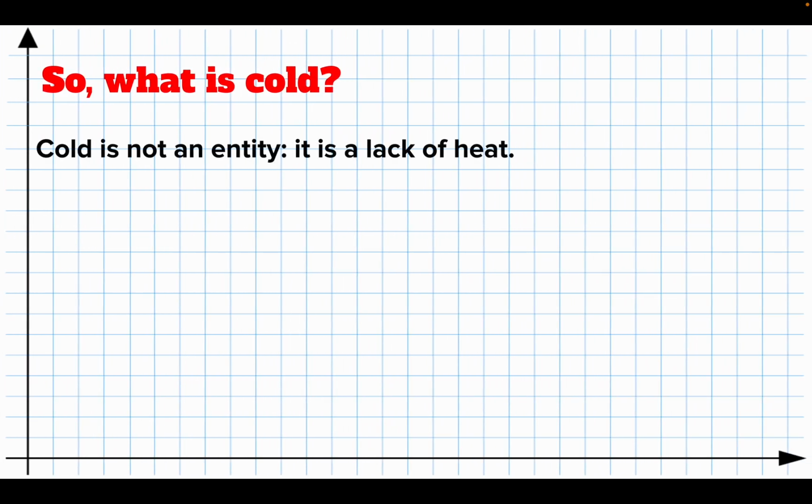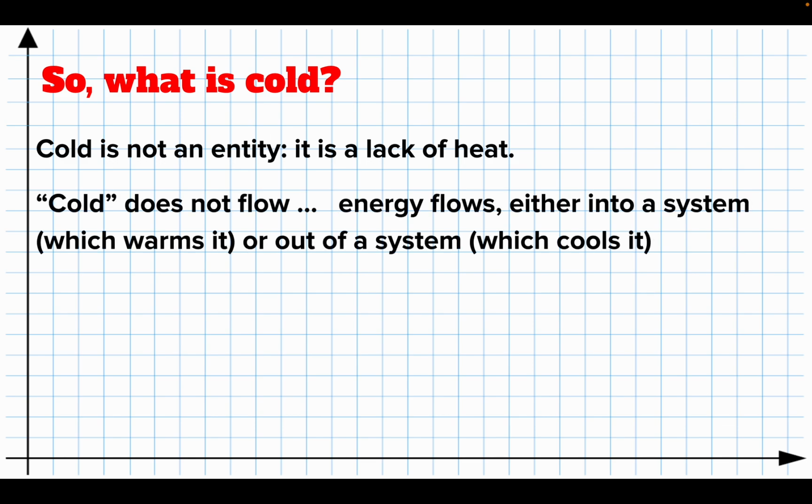So cold is not really an entity. It's just the lack of heat. It's not its own thing. You cannot add cold to something. It doesn't flow. The energy flows, and it either flows into a system, which makes it warmer, or it flows out of a system, which makes it cooler. But cold isn't really its own thing. It's simply like a lack of heat. It's like darkness is not its own thing, right? You can't fill a room with darkness. You can just remove the light. You can't really add cold to something. You can just remove the heat.